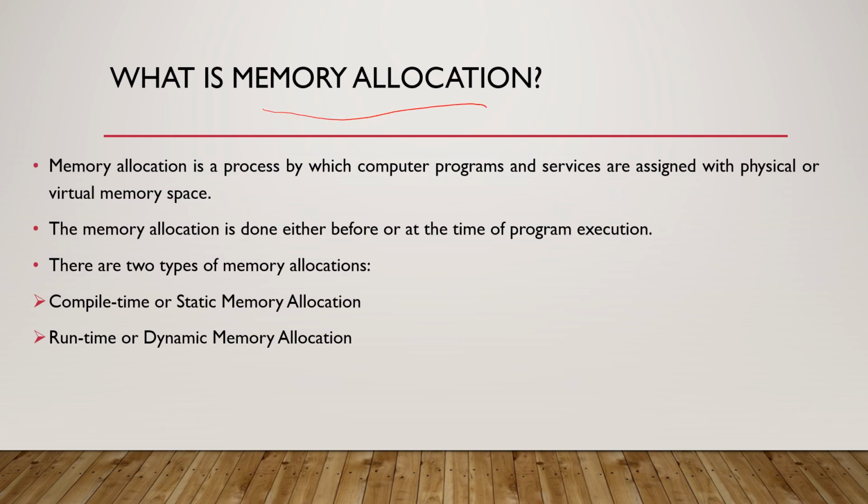Memory allocation is a process by which computer programs and services are assigned with physical or virtual memory space. The memory allocation is done either before or at the time of program execution. So basically there are two types of memory allocation. First is the compile time or static memory allocation, and next is the runtime or dynamic memory allocation.